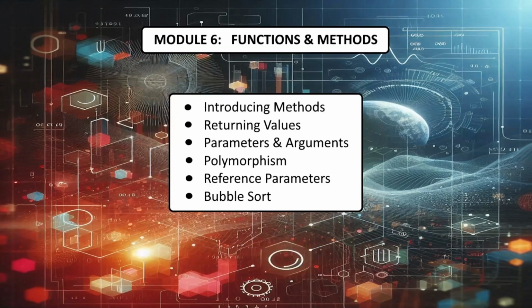In this module, we'll be looking at functions and methods. We'll start with an introduction into methods and look at what the parts are that make up a method. We'll explore how to return values from a method and how to pass values to a method through its parameters and arguments. We'll explain what polymorphism is and how it can benefit your programming. Then, we look at passing arguments as reference types and how it changes the behavior of the method. Finally, we use the bubble sort algorithm to demonstrate passing arrays into methods.